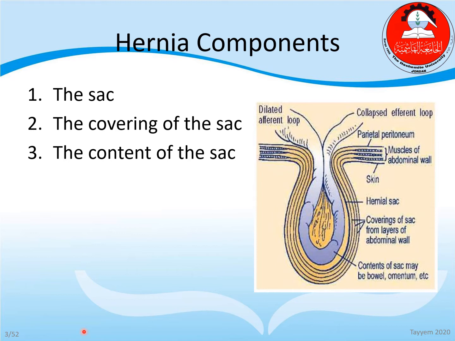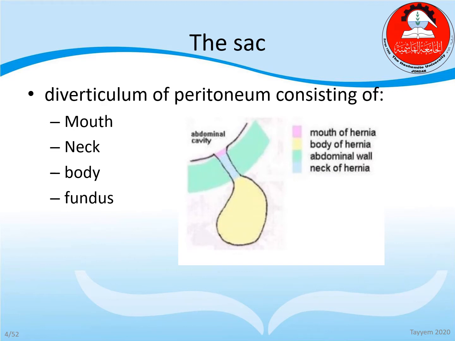The hernia is composed of three main parts: the sac, the covering of the sac outside, and inside the sac is the content of the sac. The sac can be subdivided into four parts: the mouth, the neck, the body, and the fundus. Probably the neck is the most important, as this narrow part can play a role in giving the patient signs and symptoms.